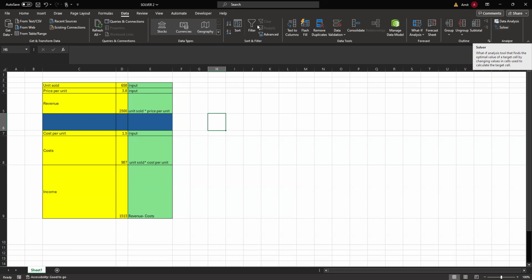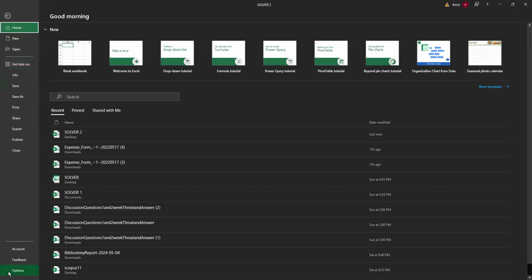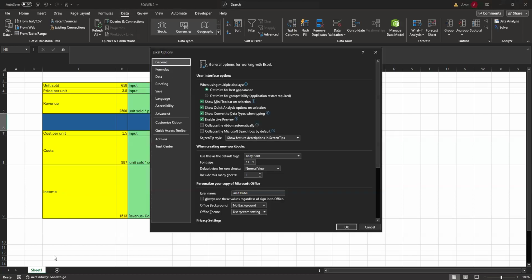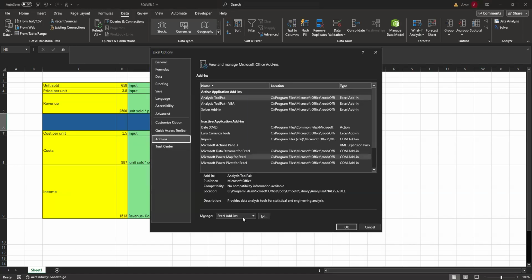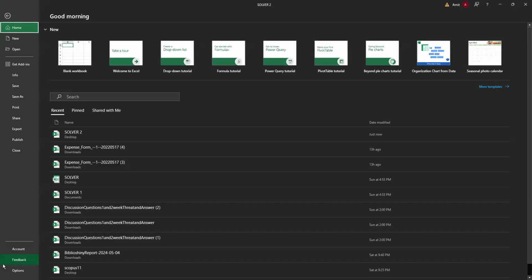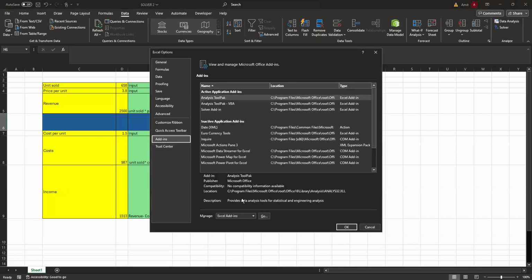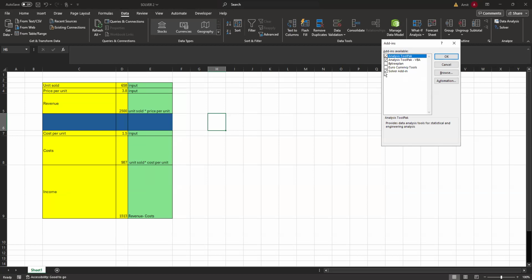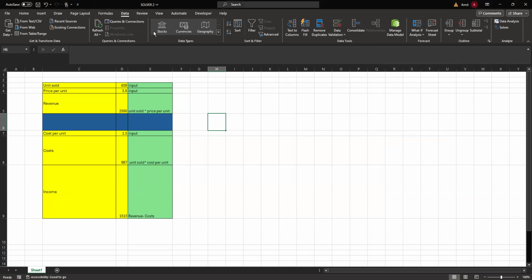If you don't have the Solver, what you have to do is go to File, Options, Add-ins, Go, and here you will see the Solver add-in. I repeat: File, Options, Add-ins, Go, and here is this option of Solver. You have to select this option. It's already selected, so I press OK. When I go to Data, I can see Data Analysis and Solver.